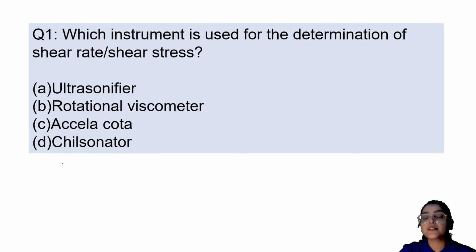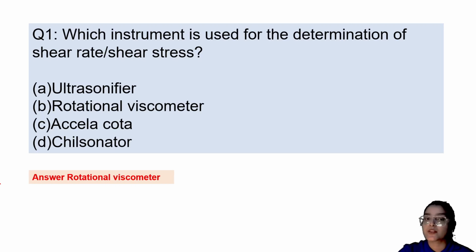Okay, so the first question is which instrument is used for the determination of shear rate or shear stress? The options are the ultrasonifier, the rotational viscometer, the oscilloscope or the chisholmometer. I must say, if you have just seen this video, even with very little knowledge of it, you can answer this question very easily. I hope by now you got the answer. Yes, rotational viscometer is the correct answer to this question.